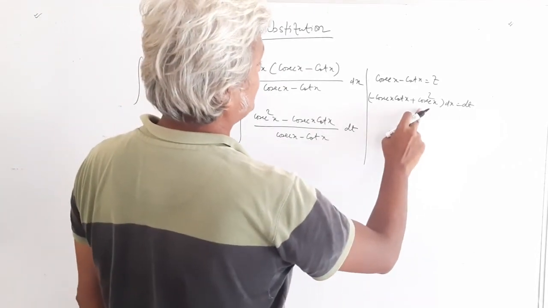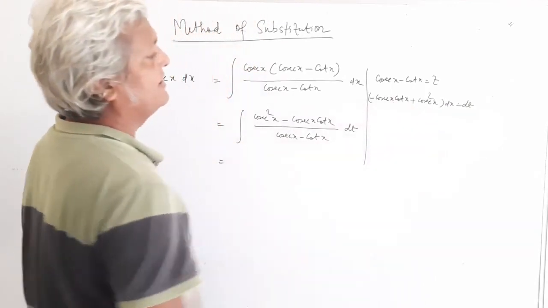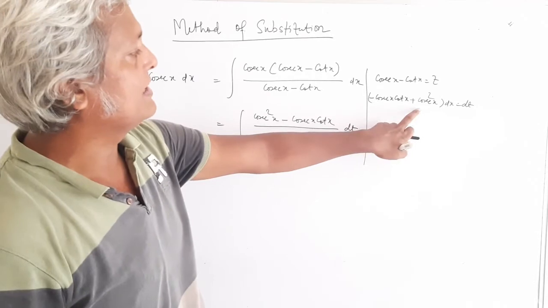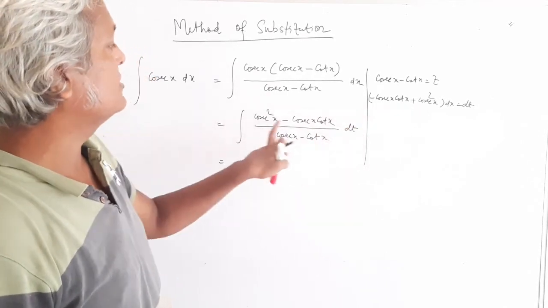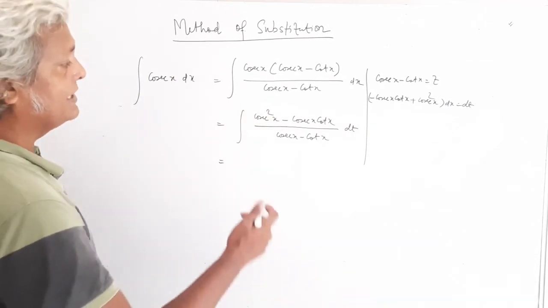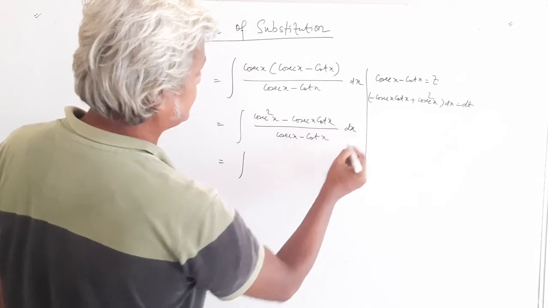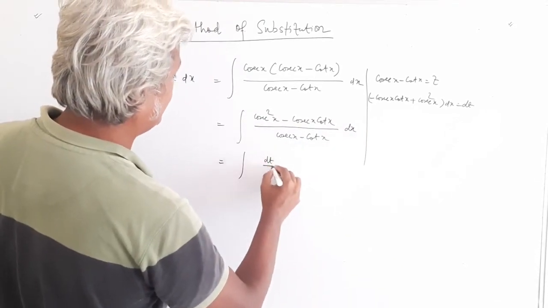You can just change the order, or even let it remain, because it is the same thing: cosec square x minus cosec x cot x dx is dt. So this numerator is already fitting the bill, that is dt. Sorry, here I made a blunder, this is dx. So this is dt over t.